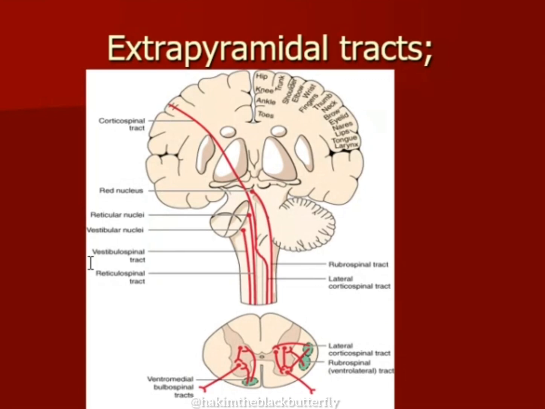So as an example of the extrapyramidal tracts, I've indicated them here, and I'll go into the details when the time comes. The rubrospinal, the reticulospinal, the vestibulospinal, and also the tectospinal. We shall look at each of them and what each of them does.